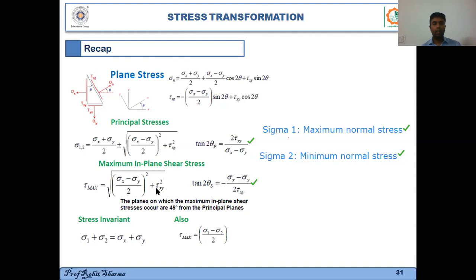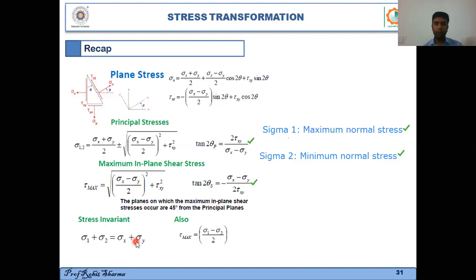Okay. Again, one very important and very interesting thing is this. If you add sigma 1 and sigma 2, right? Sigma 1 is sigma x plus sigma y over 2 plus square root of sigma x minus sigma y over 2 square plus tau x y square. And sigma 2 is sigma x plus sigma y over 2 minus square root of sigma x minus sigma y over 2 square plus tau x y square. So if you add sigma 1 and sigma 2, what you will find out is sigma 1 plus sigma 2 will be equal to what? Sigma x plus sigma y.